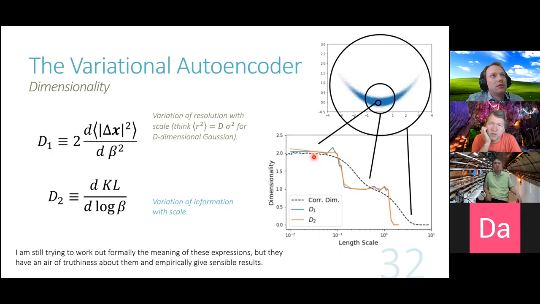Well, then you just wouldn't do any auto. You wouldn't use an autoencoder if you wanted to do that. You would just take the raw data.